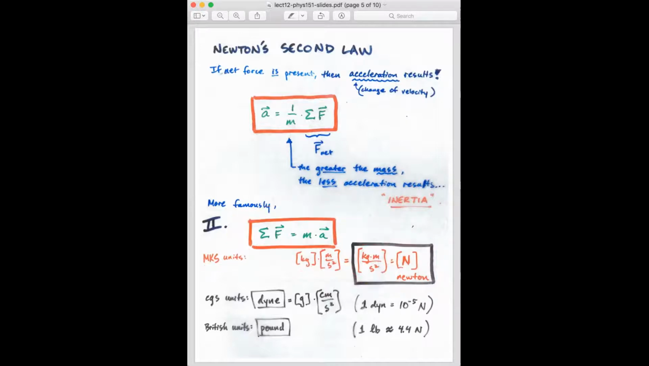Now, if we ask what the CGS units of force are, well, the CGS unit of mass is the gram. The CGS unit of acceleration is a centimeter per second squared. That has a name, called the dyne. You can see that that comes from dynamics, in other words, it means related to force.